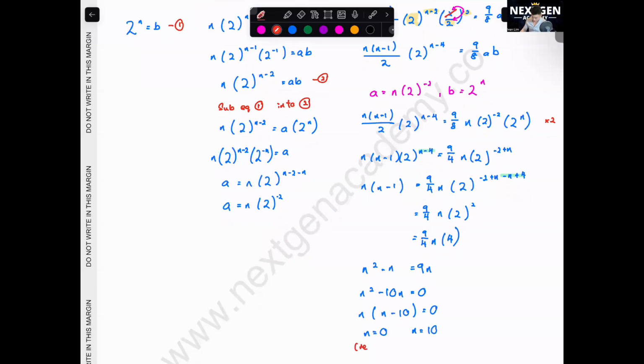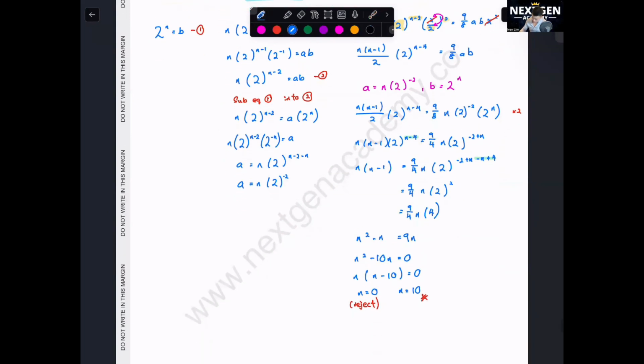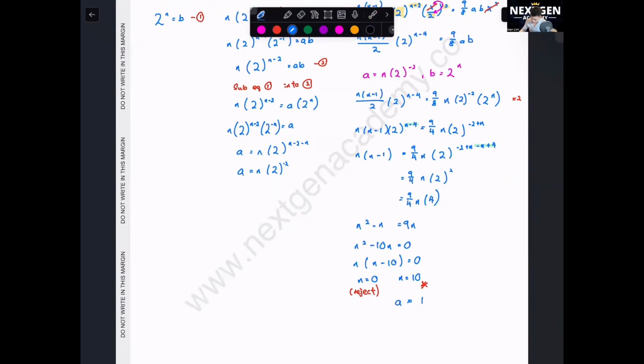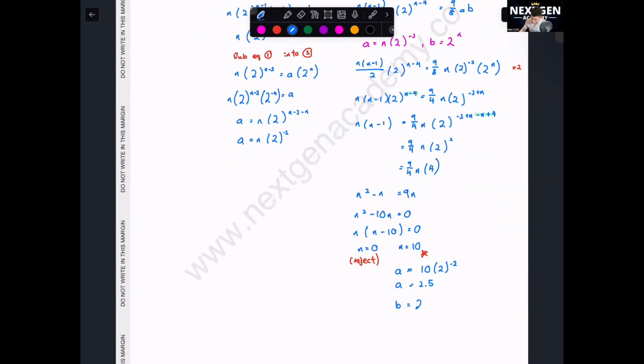You have to reject n equals 0. So only one possible answer, which is n equals 10. You substitute this into here. Okay, so your a is equal to 10 times 2 to the power of negative 2. a is equal to 2.5. And then one last one, 2 to the power of n is equal to b. So b equals 2 to the power of 10, which is b equals 1024. Woohoo, congratulations. These 3 answers.